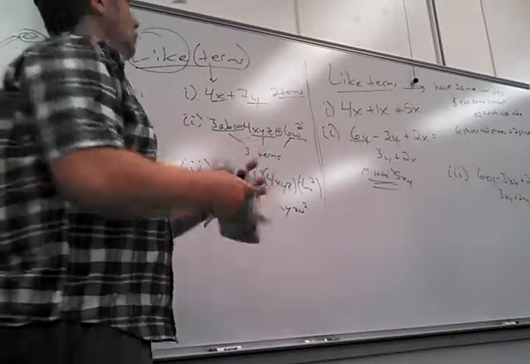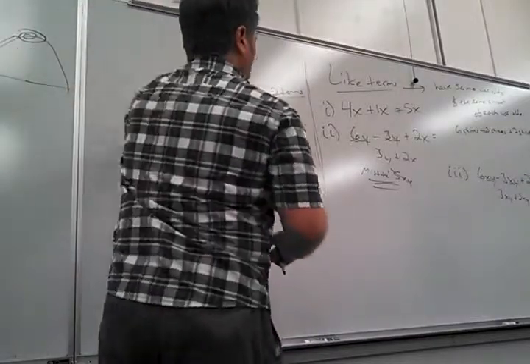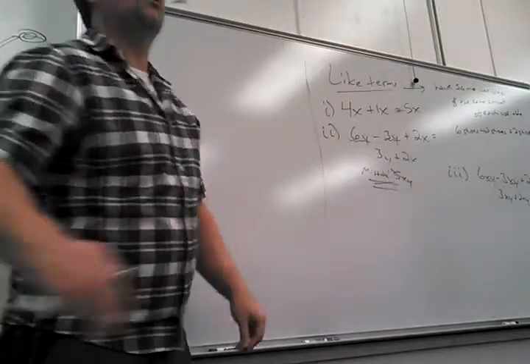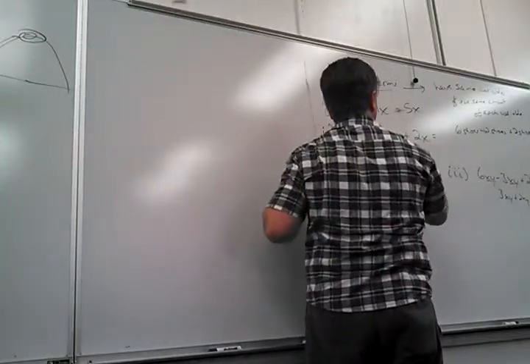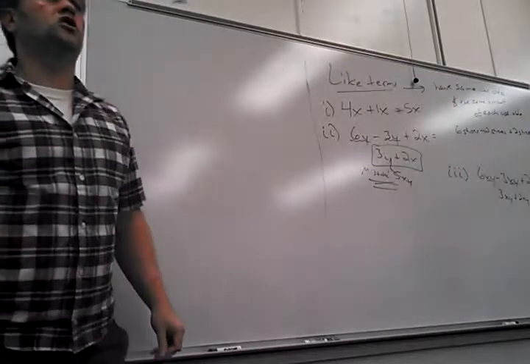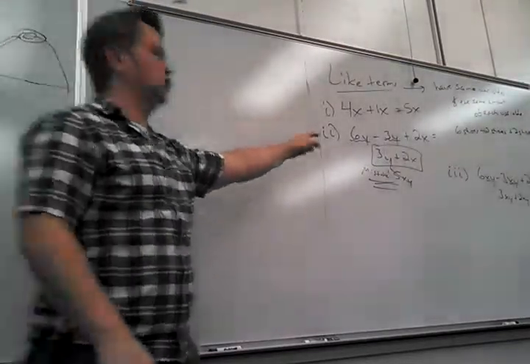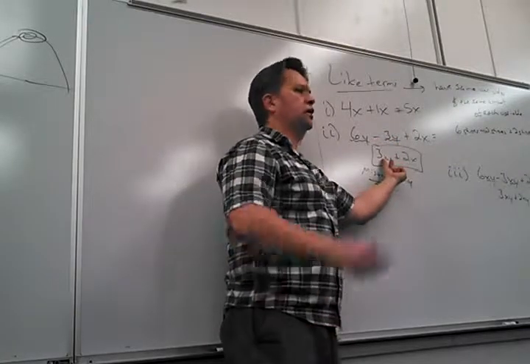Okay, back to the 5xy, then 3y plus 2x. Is there an answer for that? No, this is it. You're done. So the mistake there was somebody went too far. They thought there were more like terms. The only like terms in this problem were these two. Once you put them together, you're done.